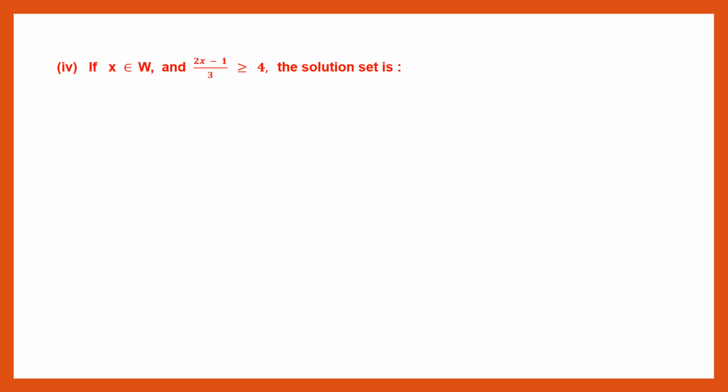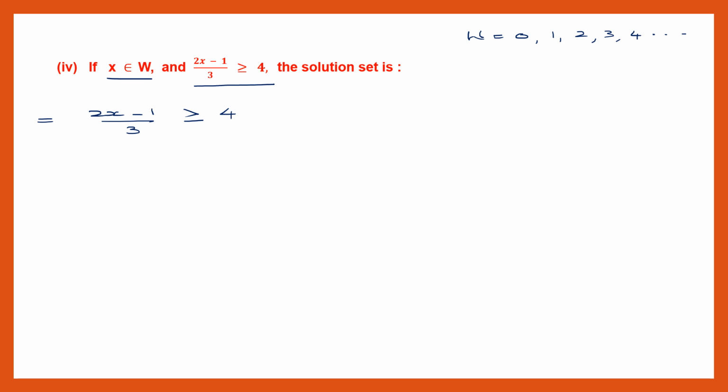Question 4. So the first part here says if x belongs to whole numbers. So again let's write down the whole numbers. Whole numbers start from 0, 1, 2, 3, 4 and so on. Let's read the second part. 2x minus 1 by 3 is greater than or equal to 4. So let's solve that. So 2x minus 1 by 3 is greater than or equal to 4.